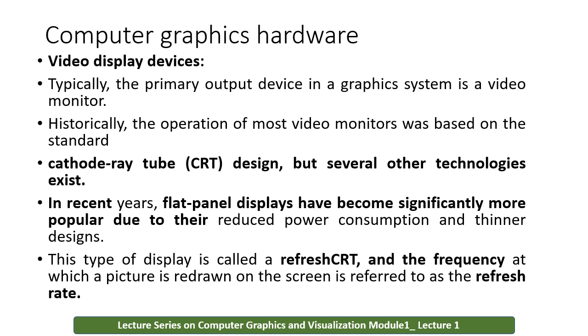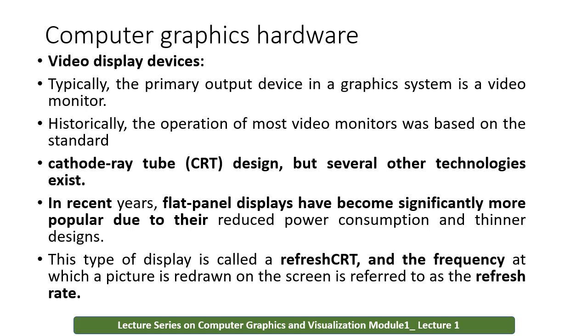Now we'll move to computer graphics hardware. What is the necessary hardware related to computer graphics? The main hardware required for computer graphics is video display devices, meaning the monitor or any display device. Because the primary output, whatever we are going to see as an image, art or application, should be displayed with the help of the monitor. So the primary output device in computer graphics is the monitor or video monitor.